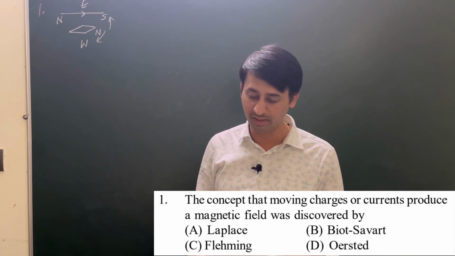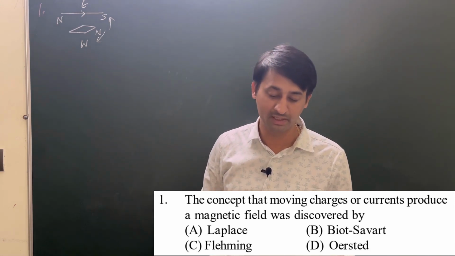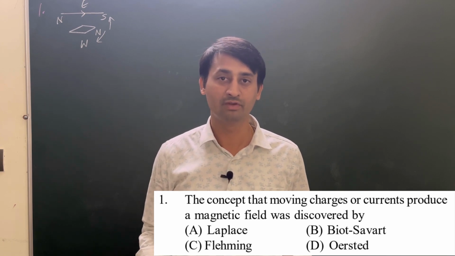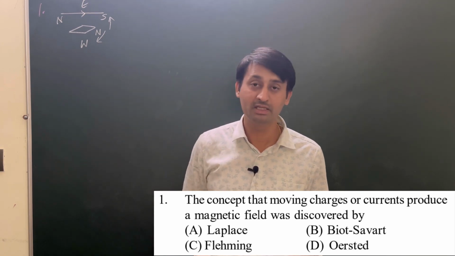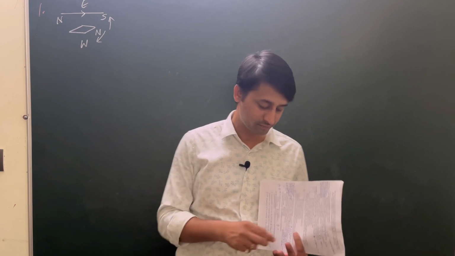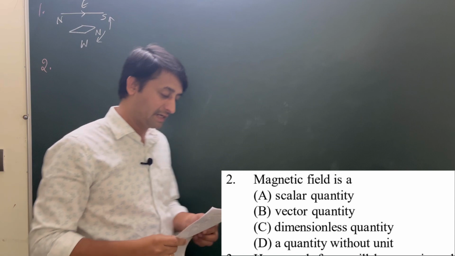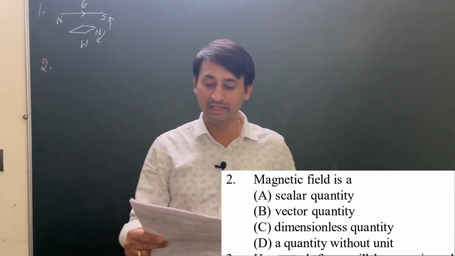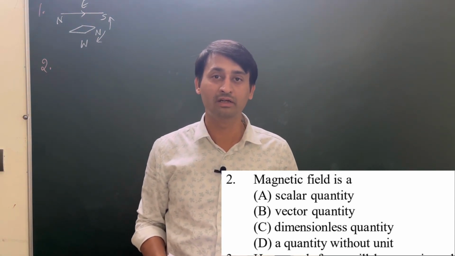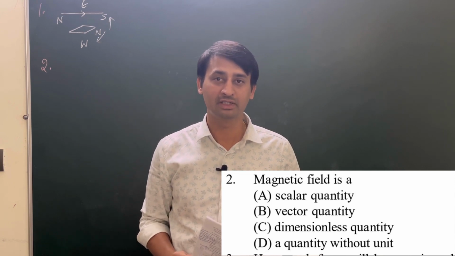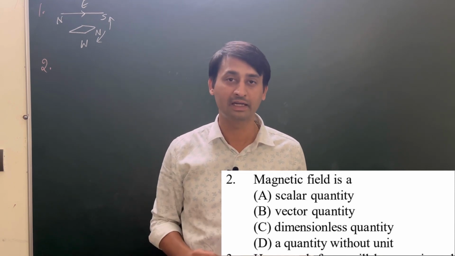And this discovery gave the first empirical evidence of a connection between electric and magnetic phenomena. Okay, option D is the correct answer, Ørsted. Next, second question. The second question is: magnetic field is a vector quantity because magnetic field has both magnitude and direction. Option B is the correct answer.